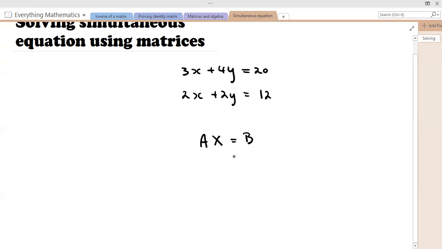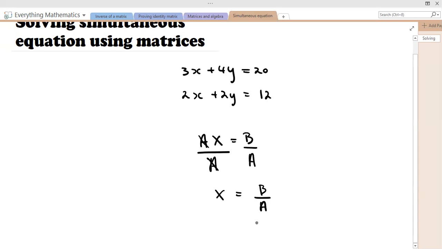The whole idea is this. We want to find X and Y, and X and Y is represented by this X here. So in essence, we're making X the subject of the formula. How do we do that? We get rid of the A, so we divide by A. And if we divide by A, on the other side we also divide by A. Note, A is a matrix. So this cancels this, leaving us with X is equal to B over A.